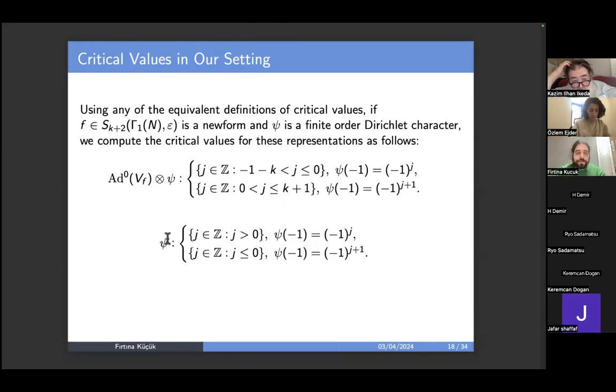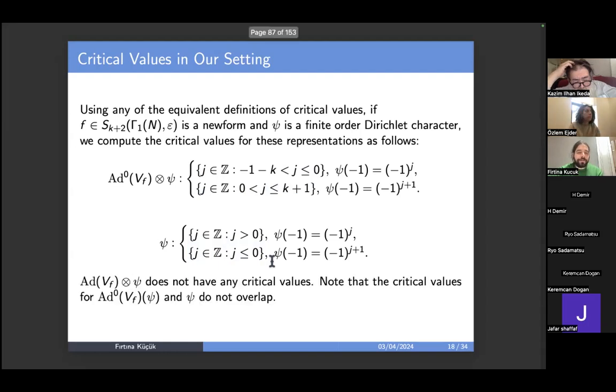On the other hand, if we look at this psi, in this first case we have positive ones, and in the second case we have non-positive ones. So you see that, for example, this and this under the same condition do not coincide. They have an empty intersection. And in this other condition, also this one and this one do not coincide because these are positive, but these are non-positive. So this amounts to saying that their direct sum does not have any critical values. By direct computation, we could also see this.